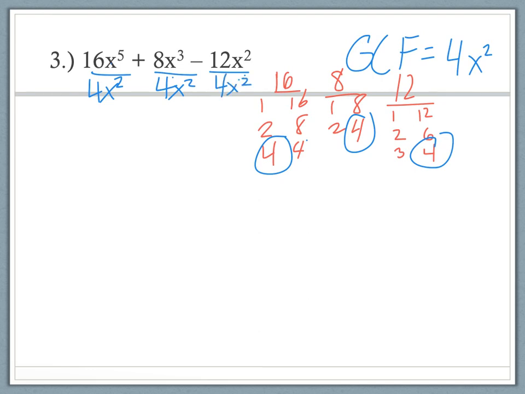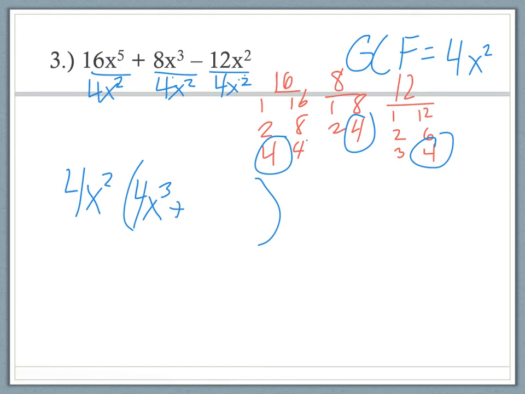Now I'm not doing anything with it, just moving that 4x squared out front. Okay, since that's what I'm dividing by, and let's go ahead and write what we have left behind. Okay, so 16 divided by 4 is 4. I have 5 x's and I'm taking away 2, so I have x to the 3rd. Okay, bring the sign down, so plus.